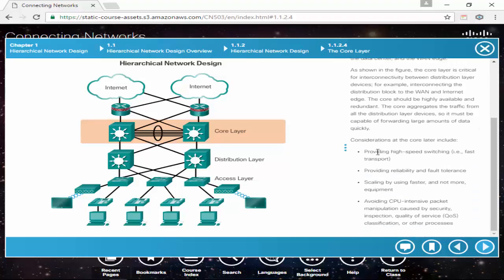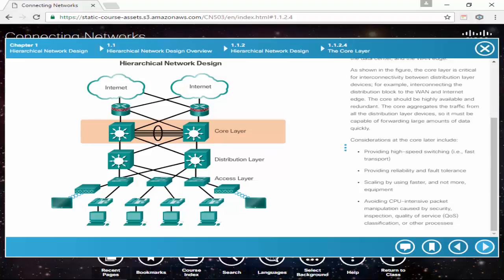Okay, so finally, we have our core, providing high-speed switching, providing reliability and fault tolerance, scaling by using faster and not more equipment, avoiding CPU-intense packet manipulation caused by security inspection, quality of service classification, or other processes. Alright, so all these CPUs in these 6509s are going to connect with lots of fast, probably 10 gig, maybe 40 gig links, and they're going to connect to each other and just be super fast switching, no routing, probably, just because that's taking up too much CPU. If we are doing routing, we're being real careful.